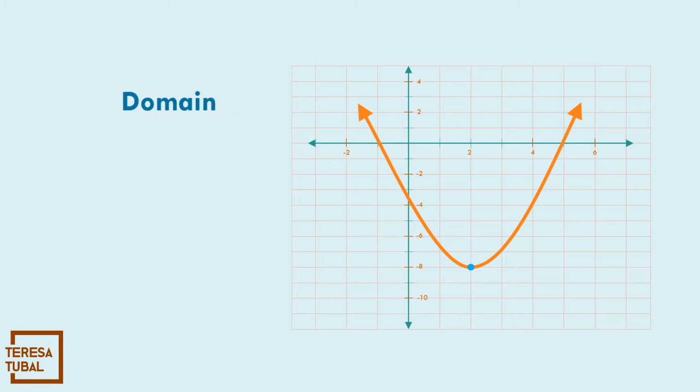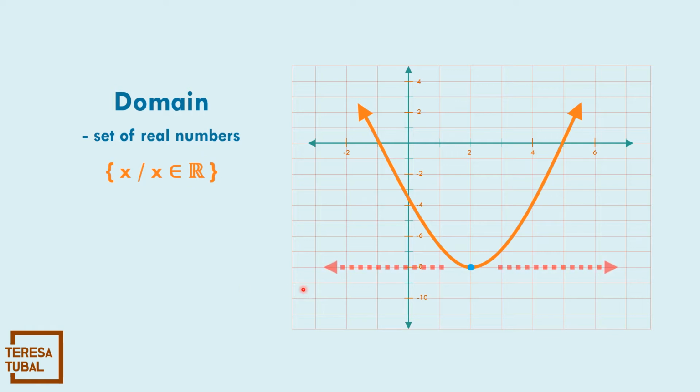How about the domain of the graph of the quadratic function? The domain is the set of real numbers. Why set of real numbers? Because there are no restrictions. So, all numbers can be used. So, if all are allowed, it means the set of real numbers could be the domain of the quadratic function. Or you may write x such that x is an element of the real numbers. So, this is the symbol for real numbers.